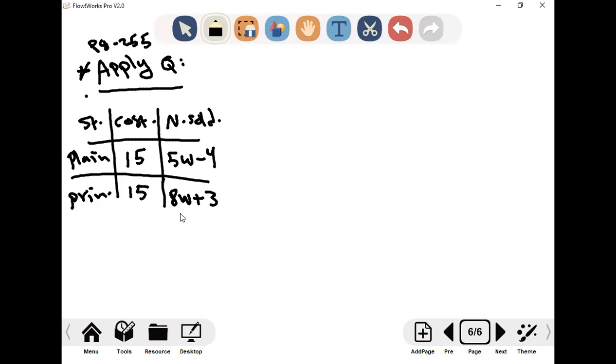Now let's read the question again. How much more did she earn of sales of a printed than, meaning, the plain? Printed than plain means the printed minus the plain, right? What is the printed? 8W plus 3, and the plain is 5W plus 4, but we have $15 for each, right?